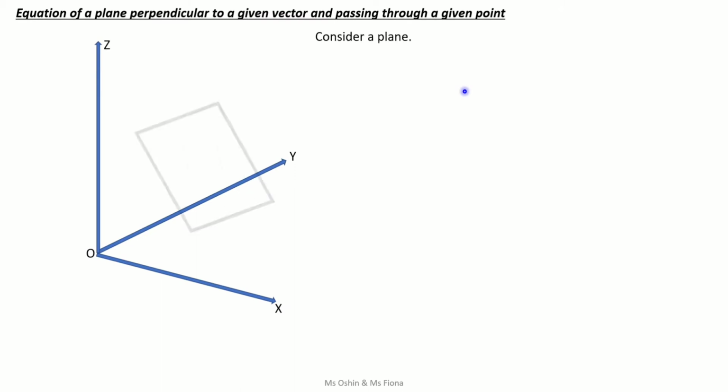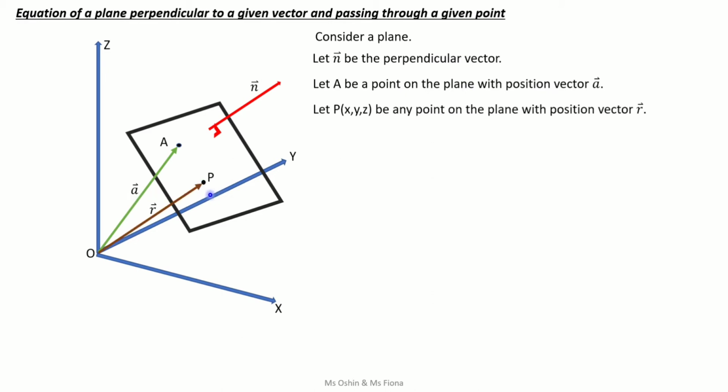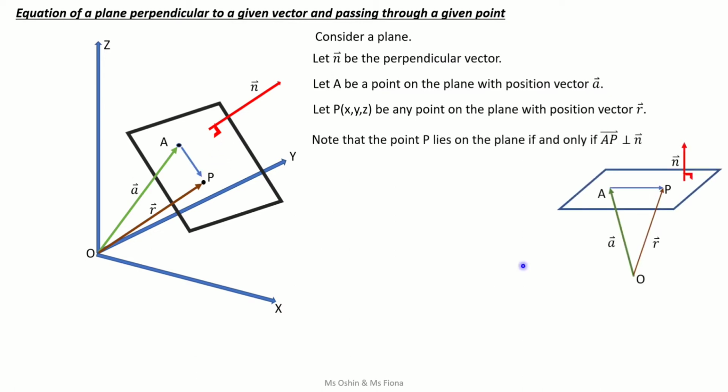Consider a plane. Let n vector be a perpendicular vector. Let A be the given point with position vector, vector a. Let P be some point on the plane such that its position vector is vector r. Now observe that P lies on this plane only if vector AP is perpendicular to vector n. We can draw this figure like this to make it more clear. Observe that AP vector is perpendicular to the normal vector.